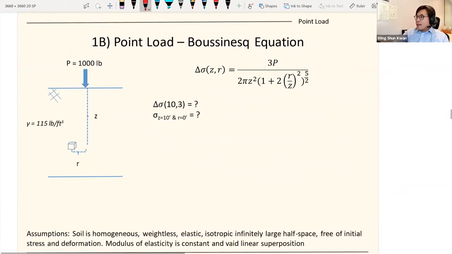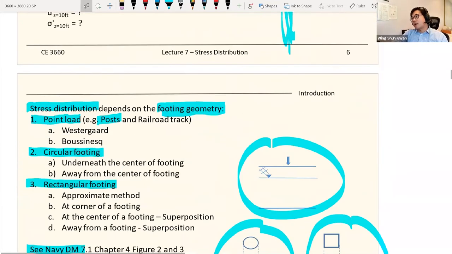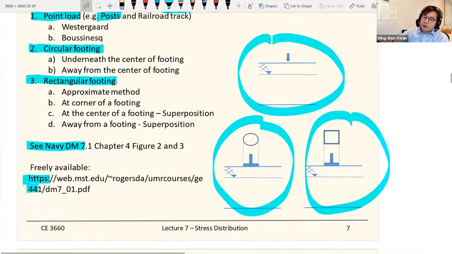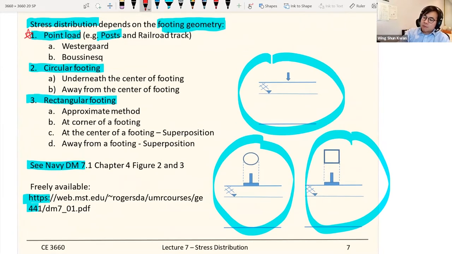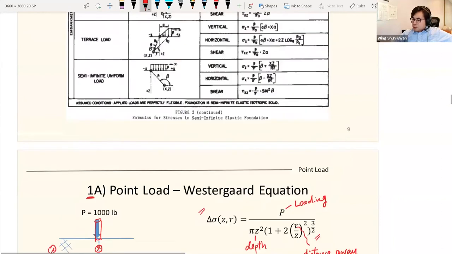So we are still at this first. When you try to learn this, try to keep track of these three different scenarios. Well, there could be more, but for this class, we only focus on three different design scenarios. We are talking about the point load right now, and then we'll move on to the circular footings and the rectangular footings. So now we just finished our very first geometry, point load, with the Westergaard equations. Now we move on to the next approach, the Boussinesq equations.